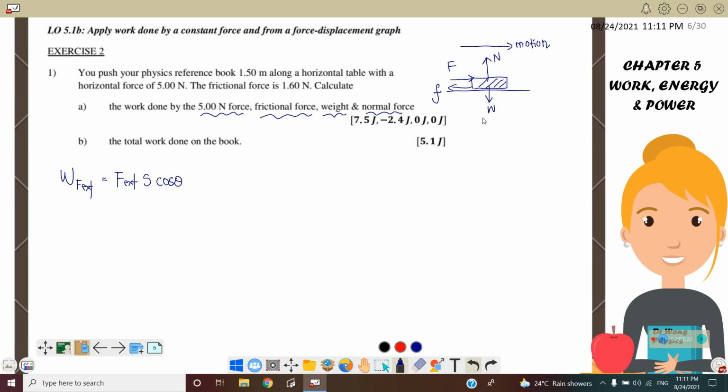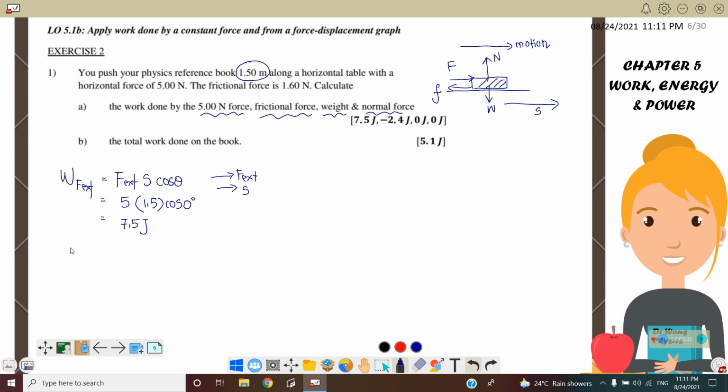There's no tension because there's no string. So the first one, F external. F external is to the right, and the displacement is also to the right. So we substitute F external is 5. The displacement just now is 1.5 meters, so we substitute 1.5. Cos, because they are parallel, so it's cos 0 degree. So therefore, we will get 7.5 joule.